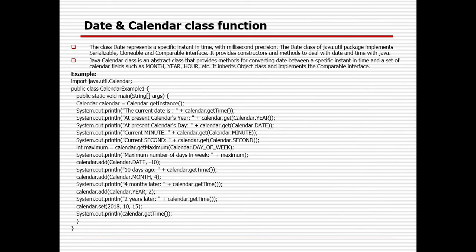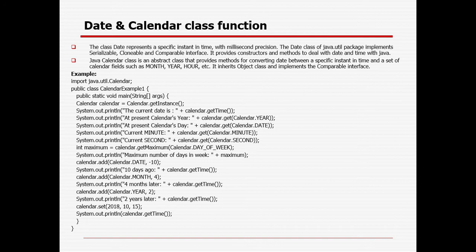Then I will let you know what the Date and Calendar class functions are. These are also inbuilt functions available in Java. The class Date represents a specific instant in time with millisecond precision. The Date class of the java.util package implements Serializable, Cloneable, and Comparable interfaces. It provides constructors and methods to deal with date and time. Whereas the Java Calendar class is an abstract class. An abstract class can have abstract and non-abstract methods.